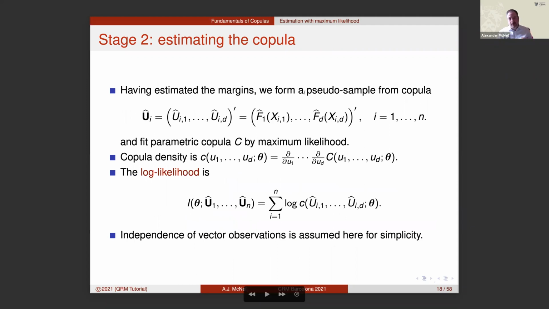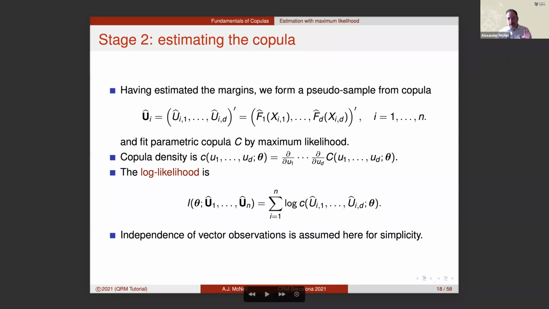So having estimated the margins, you transform the data with the estimated margins. For the first component, you transform it with F1 hat. For the dth component, you transform it with Fd hat. You do that for all of your observations, i from 1 to n, and you get a pseudo sample. It's a pseudo sample because you're not sampling it directly from C, you're sampling from F. But by this method, you're creating an artificial or pseudo sample from C. So U_i hat is our reconstructed sample from the copula.